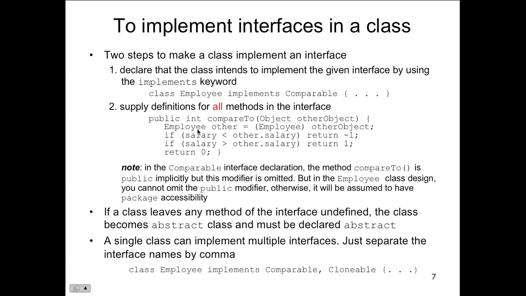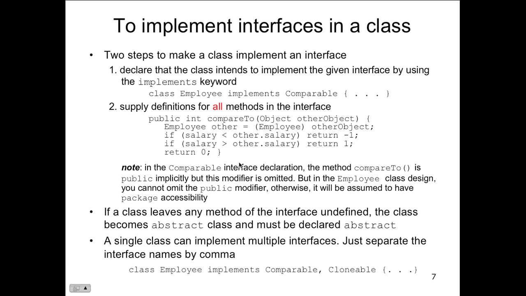The compareTo method is going to say Employee other is equal to an Employee object. Create another object, compare two objects to see if the salary is higher or lower between the two objects. So we're comparing employees by their salary, essentially, and we're saying which one is higher or lower. So note in the Comparable interface declaration, the method compareTo is public, but the modifier is omitted.